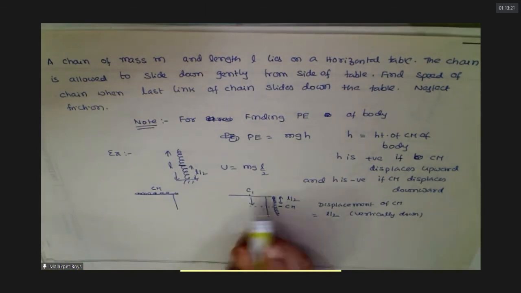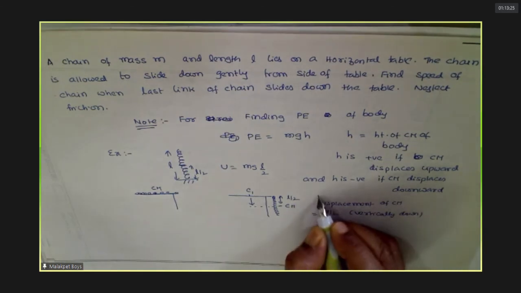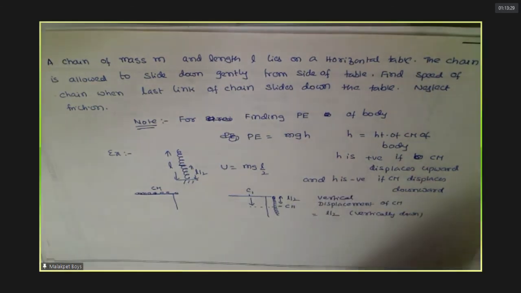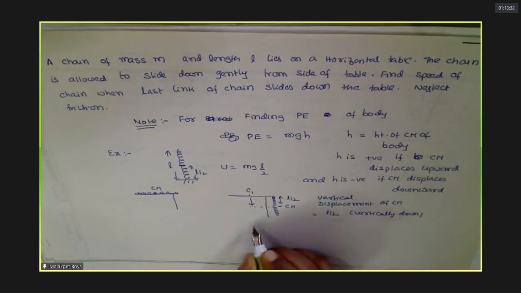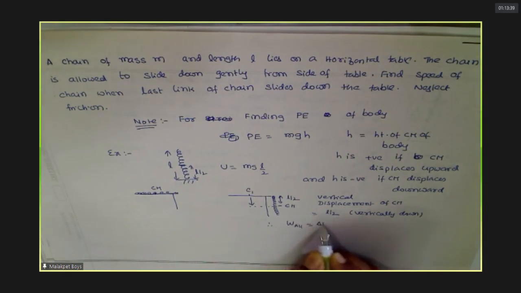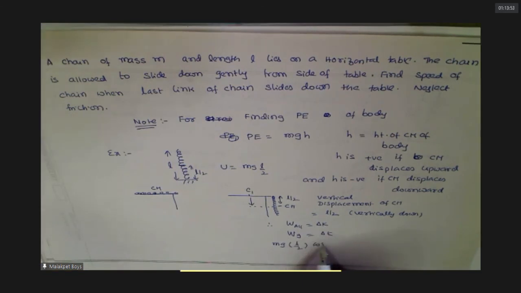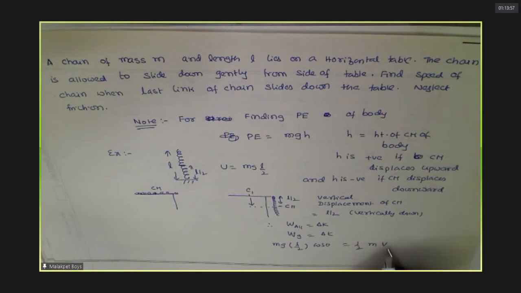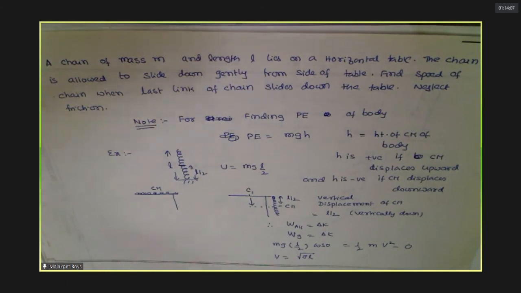We don't want this displacement, we want only vertical displacement now. Vertical displacement. Agreed? So we can use anything. Work done by all forces equals change in kinetic energy. Here gravity force does work. Normal reaction anyhow will not do any work. Change in kinetic energy. mg is downward. The whole chain L by 2 cos 0. Half mass velocity of the chain. Initially it is at rest. So what is that you have? V. Is it clear? Yes, sir. Clear.